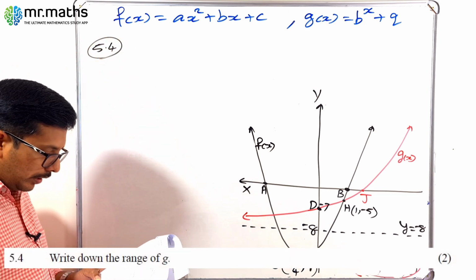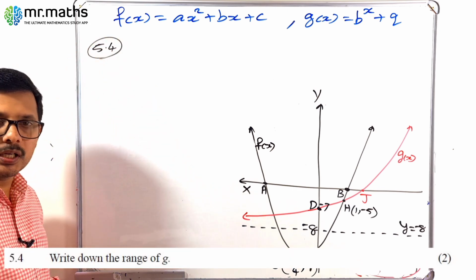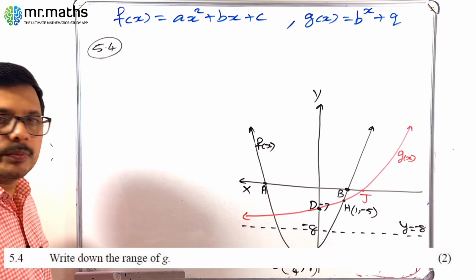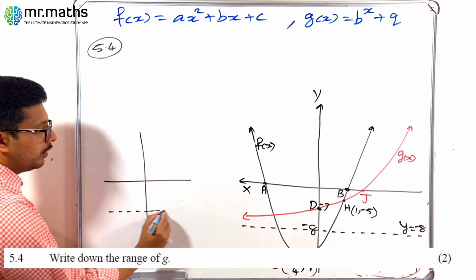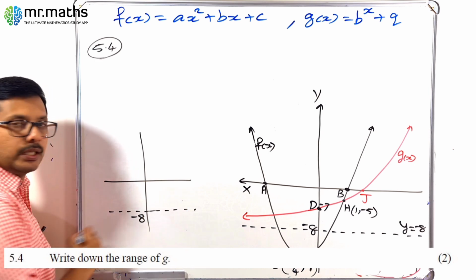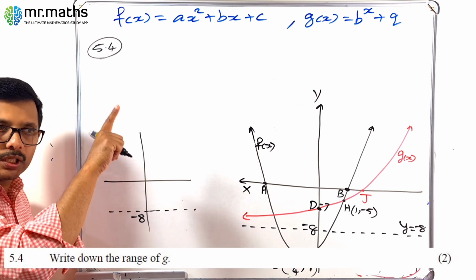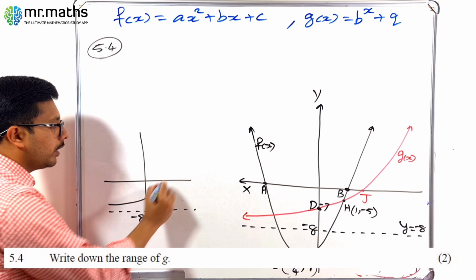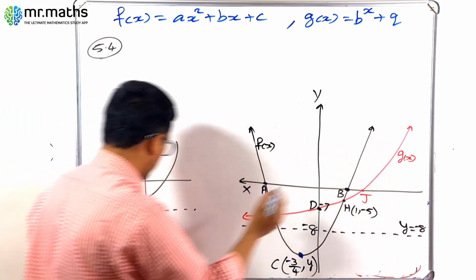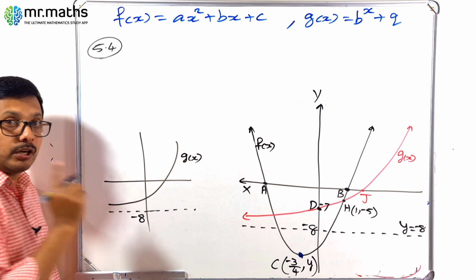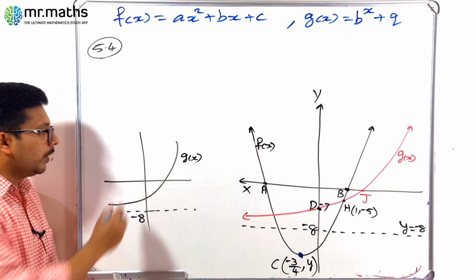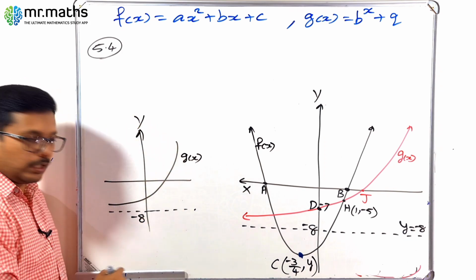What is that question? Write down the range of g. What is the meaning of range? Range means possible y values. So here you can see that this is the asymptote, minus 8. g means that exponential graph, this red one. We have to find the range of g. Range means possible y values.